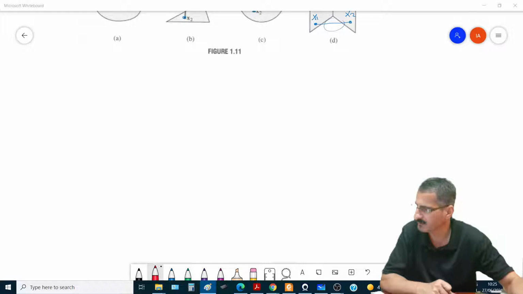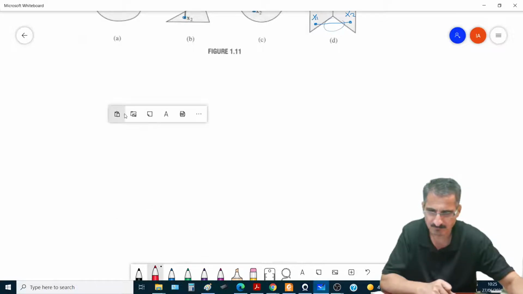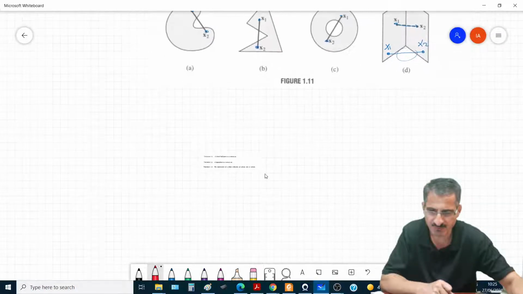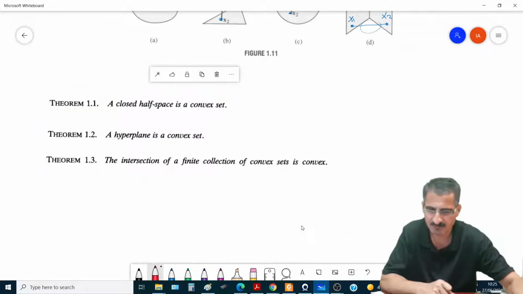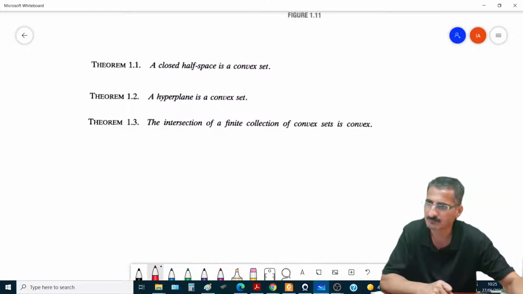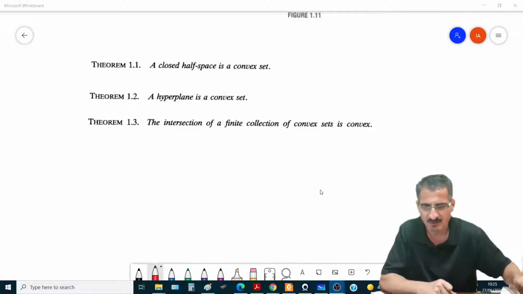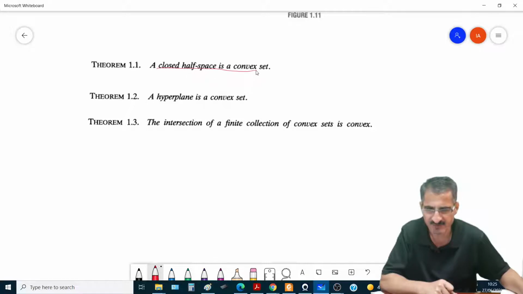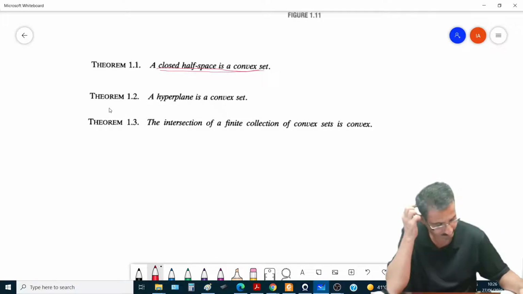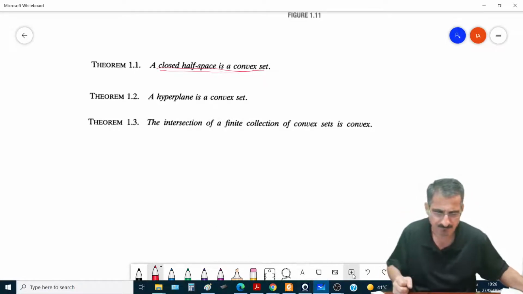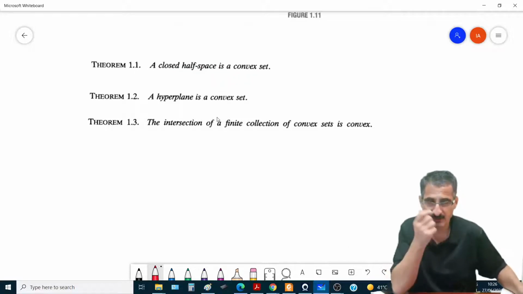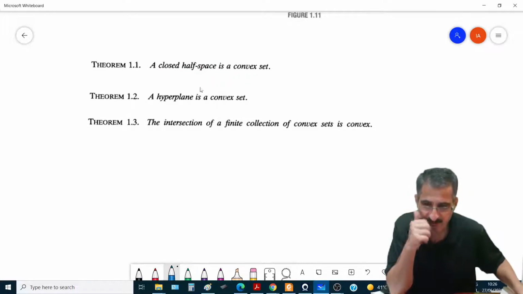So we know what convex means. And let's take some theorems quickly. We will not prove them because they are obvious. Okay, a closed half space is a convex set. I said we will not prove them, but let us give it a proof. You must remember what we mean by a closed half space.